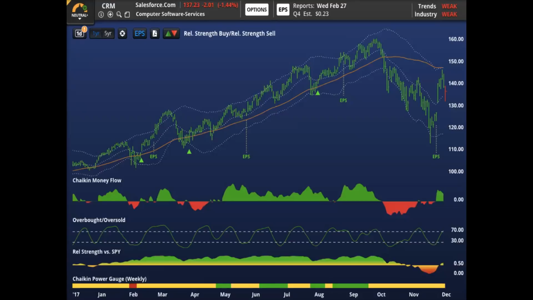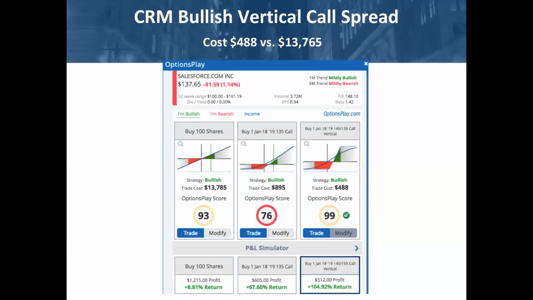Well, I could buy the stock at this morning, 137. The recent low was 115, so I may not want to buy a stock where I've potentially got 22 points of risk. So I'm looking at the vertical call spread. Again, these are not recommendations. They're meant to be ideas to stimulate your thinking. Do your own research.